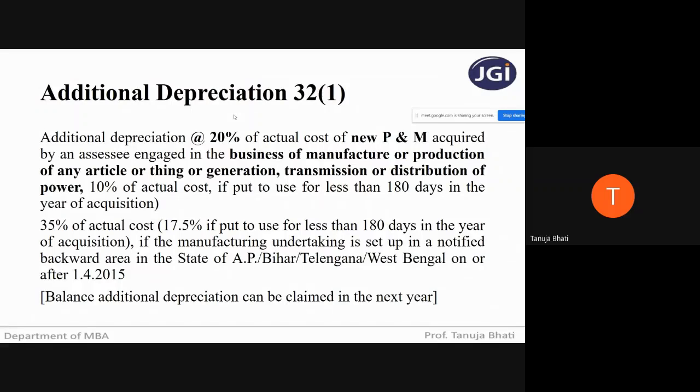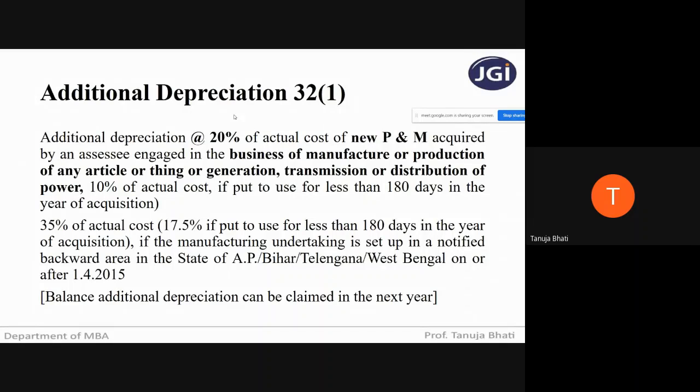So remember, for old plant and machinery, additional depreciation is not given. Additional depreciation is given only on the new plant and machinery, and that too only on plant and machinery and not on any other asset. It is given on a new plant and machinery which is acquired by the SSE, which is purchased by the SSE, but such SSE should be into the business of either manufacturing or production.